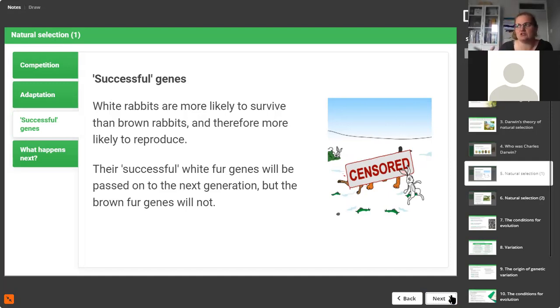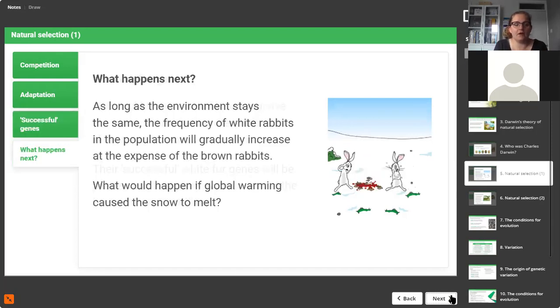And this is where natural selection and sexual selection come in. If all the brown rabbits have been eaten, there's hardly going to be any around to reproduce, to pass on their genes, because they don't survive as well. So the successful gene, the white fur, will then be passed on to the next generation, but the brown fur genes won't. And that's literally because the white rabbit has survived and the brown rabbit hasn't. So as long as that environment stays exactly the same, the frequency of white rabbits in the population will gradually increase over time at the expense of the brown rabbits.